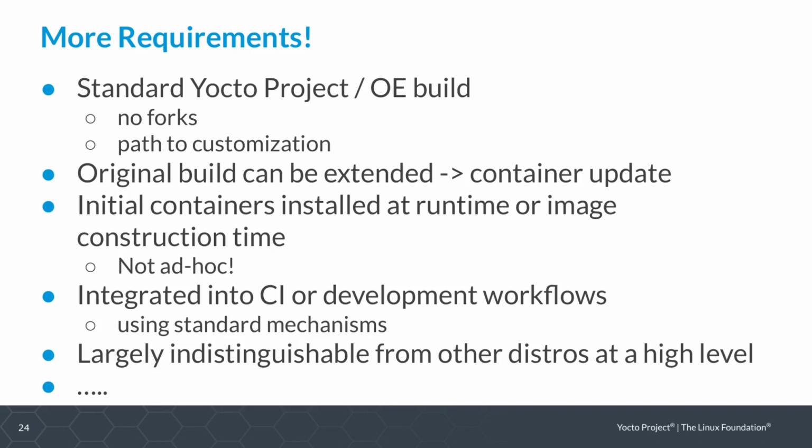It needs to be a standard Yocto Project OpenEmbedded build, no forks, with a path for optimization or customization. The original build needs to be extendable and feed into a container update, and that's where the OE hash equivalence and sstate and everything comes in, to rebuild as little as possible. Containers can be installed at runtime or on the image. It needs to be able to integrate into a CI/CD workflow, and it's largely indistinguishable from other distros at a high level.